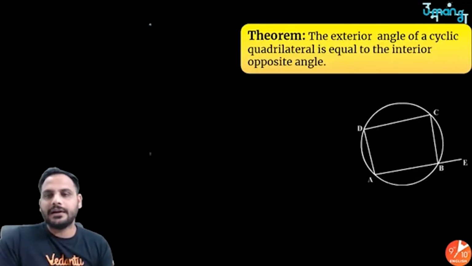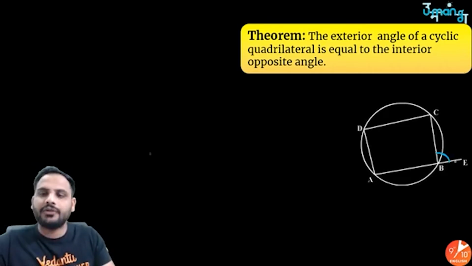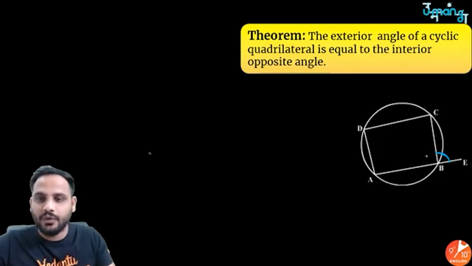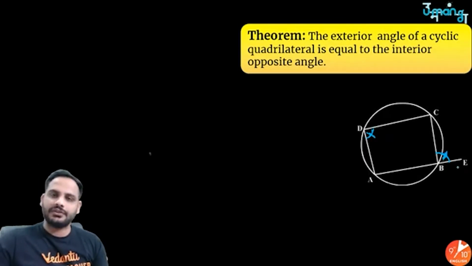Okay. The next part, the exterior angle of a cyclic quadrilateral is equal to the interior opposite angle. So suppose we have this exterior angle over here. The exterior angle for any cyclic quadrilateral will be equal to the interior opposite angle. There is one angle interior to it which is adjacent over here. Opposite to that you have this angle over here. So these two angles will be equal to each other.